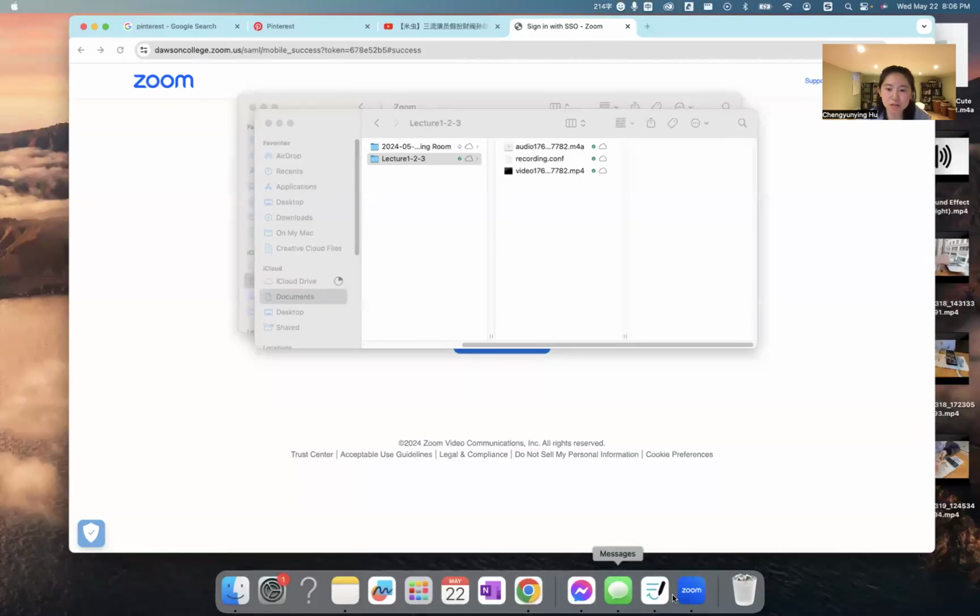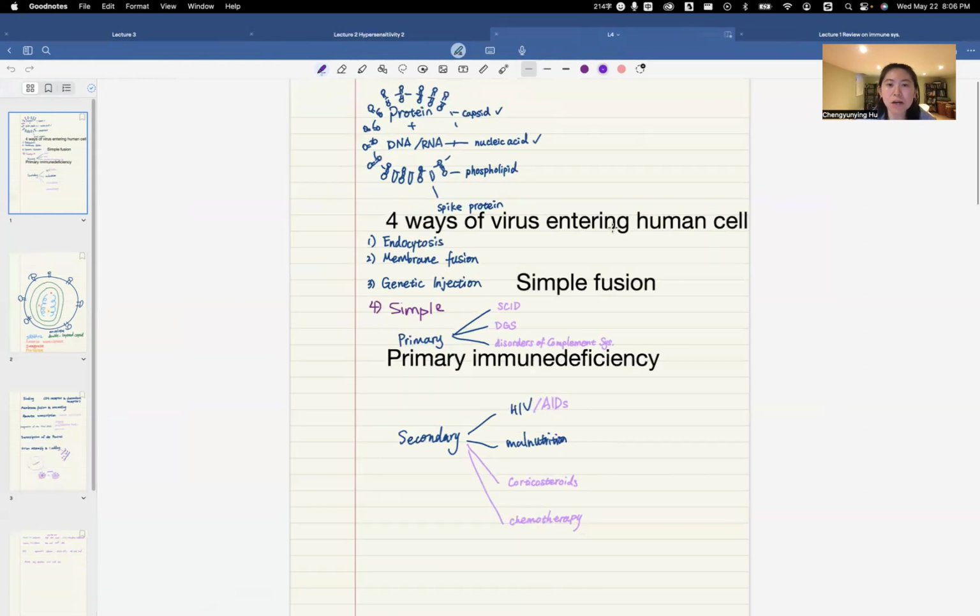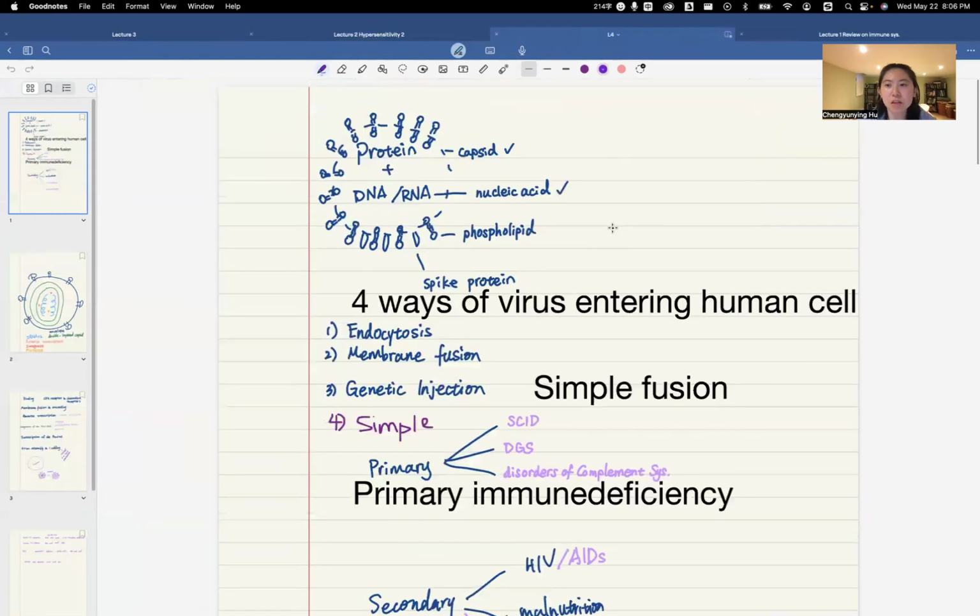Hi guys, so lecture 4. So we start to talk about HIV. Before that, we talk about virus in general. So therefore, viruses are not alive.